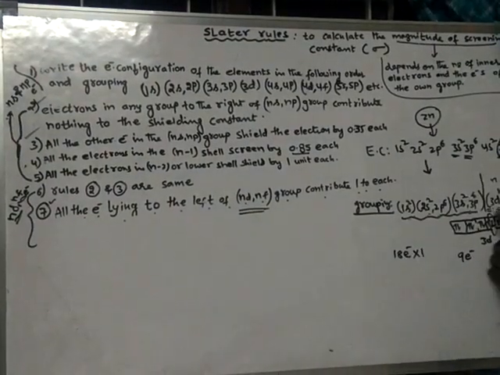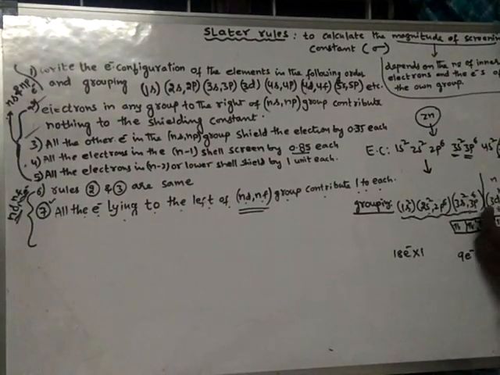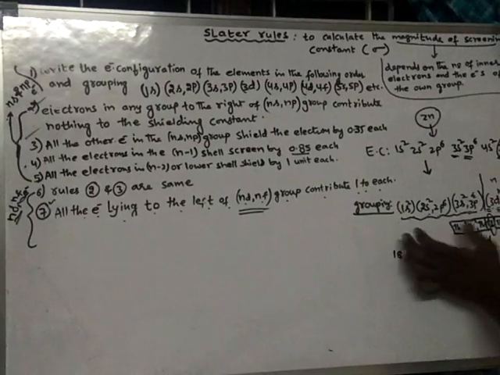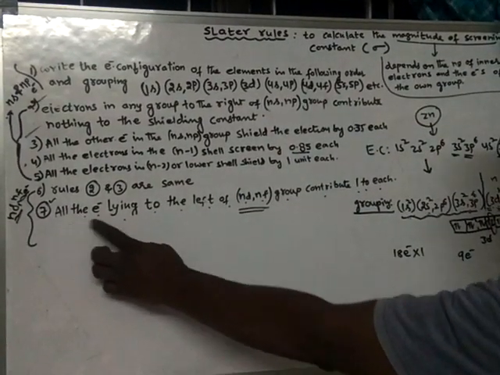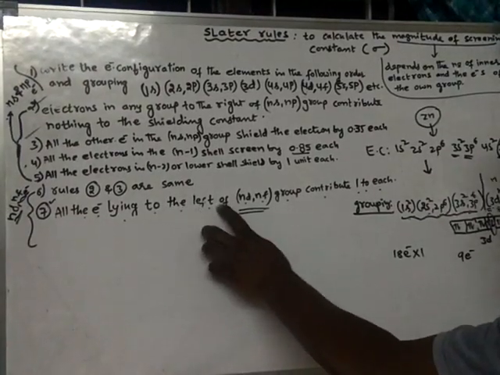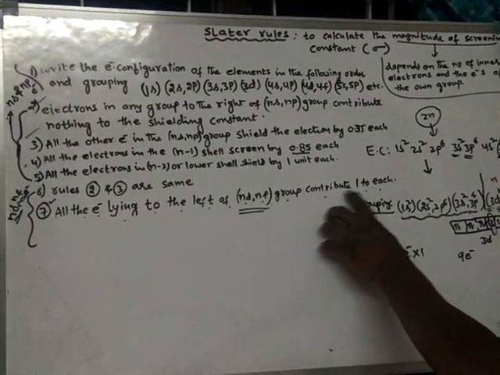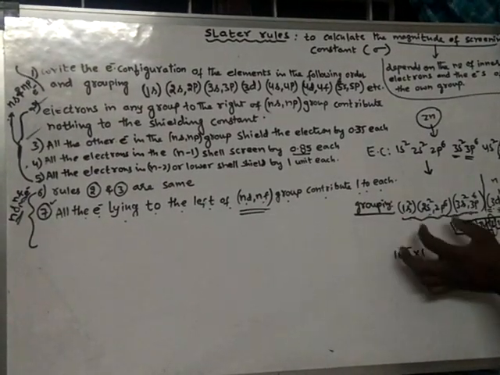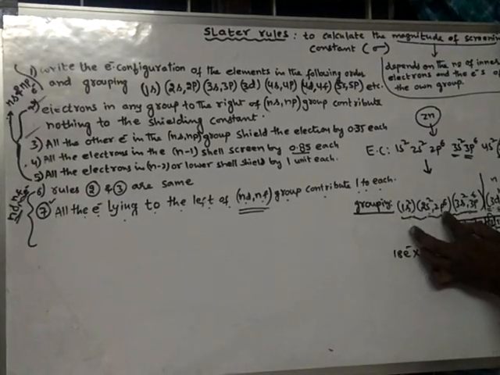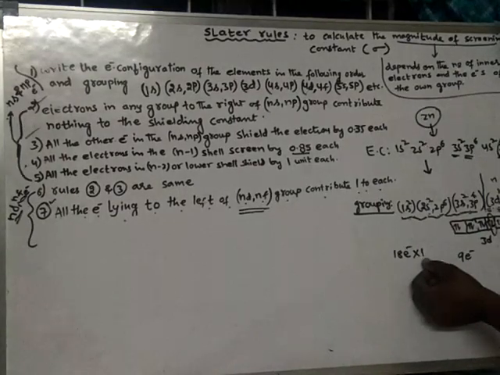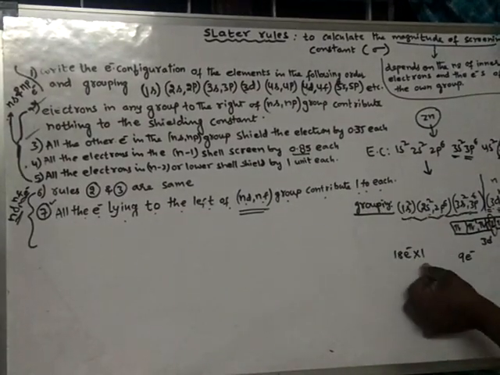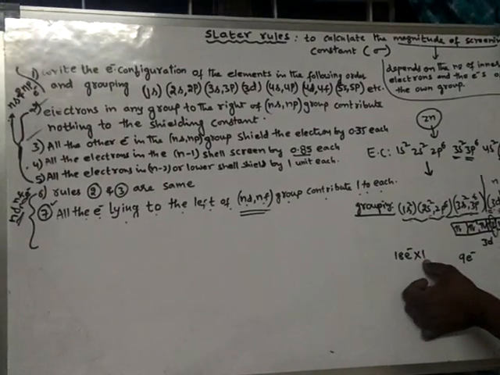So this group is to the left side, so we have to consider all these electrons. Rule 7 says that all the electrons lying to the left of the nd/nf group contribute 1 to each. That means every electron will contribute one unit, 1 to each.